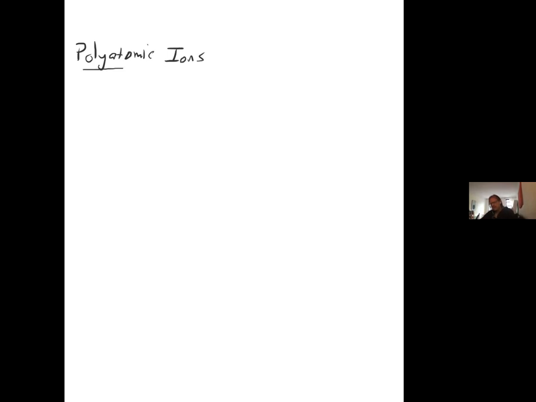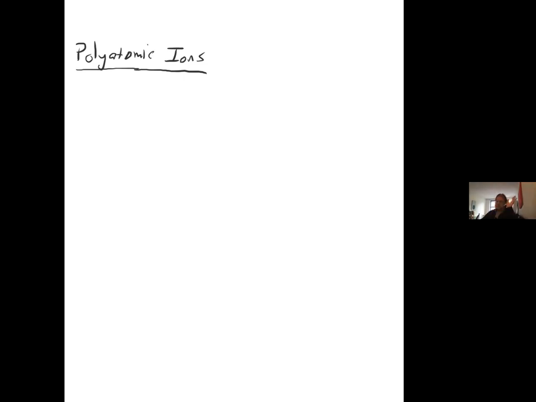Polyatomic ions are associated with minerals and they're associated with water. Polyatomic ions are often dissolved in water. And they are also locked into essentially rocks as minerals. And we mine them and use them for industrial purposes and commercial products. Okay, so let's go through the polyatomic ions.